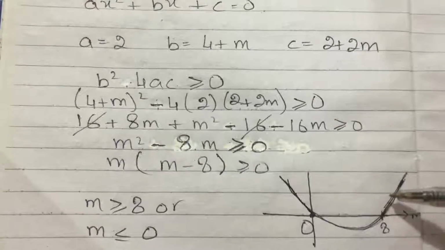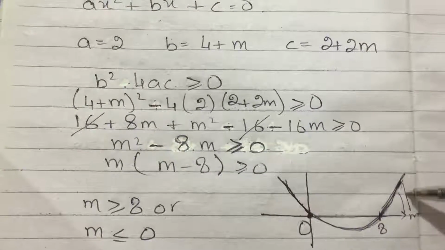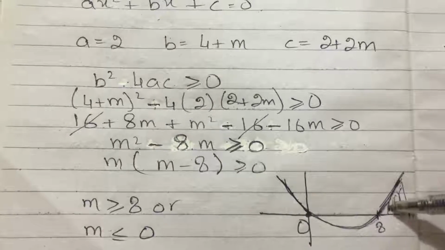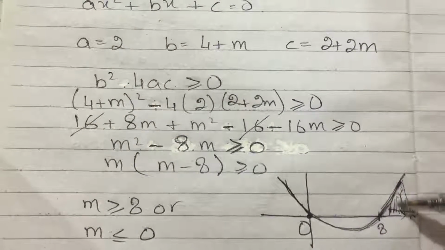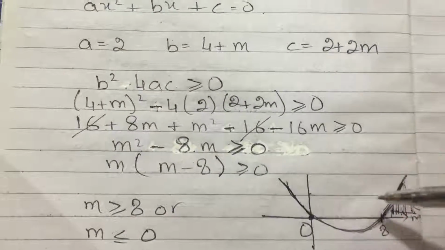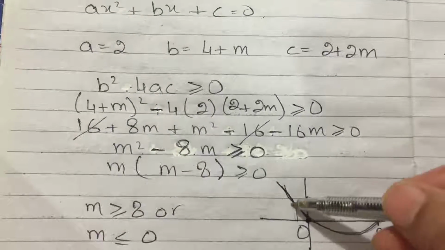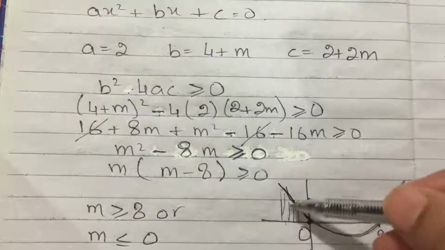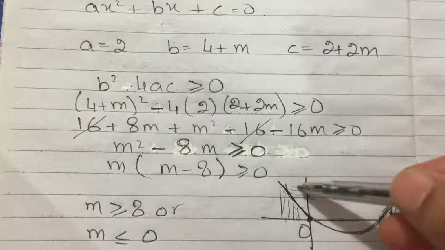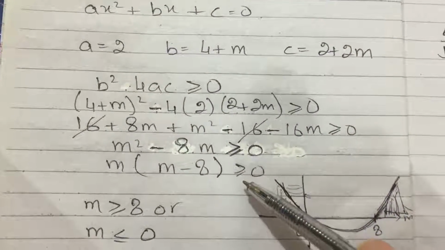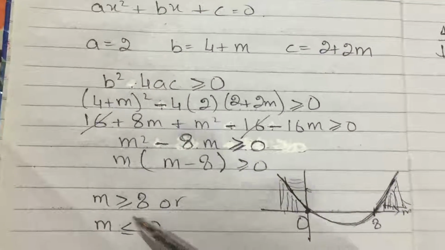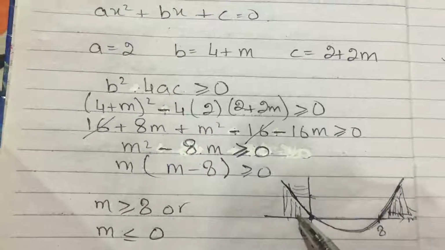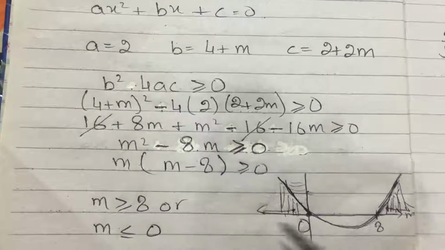So I can say here, okay, all these values of m will give me positive value of y here. And these values of m here will give me positive value. Now why we are looking for positive value? Because it is greater than equals to 0. So my values of m are greater than 8 and less than or equals to 0.